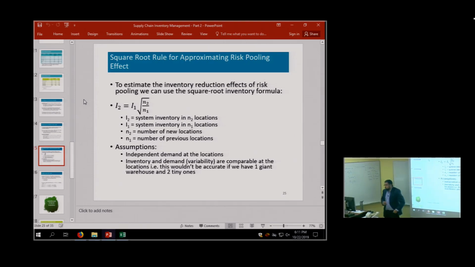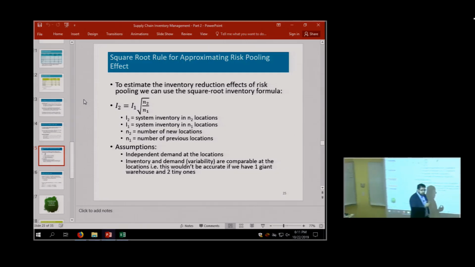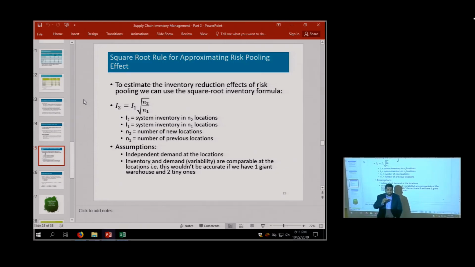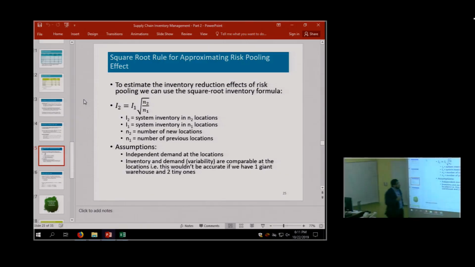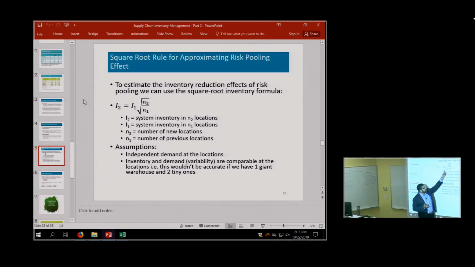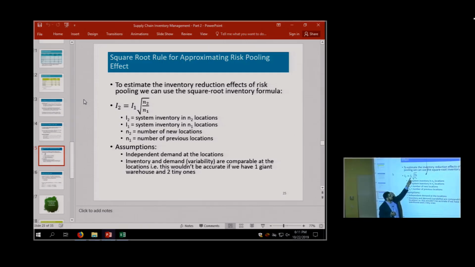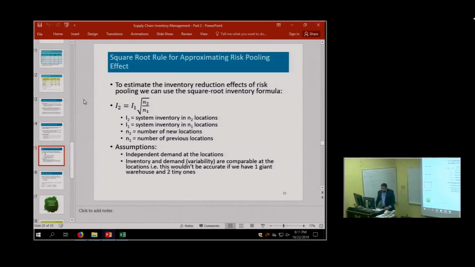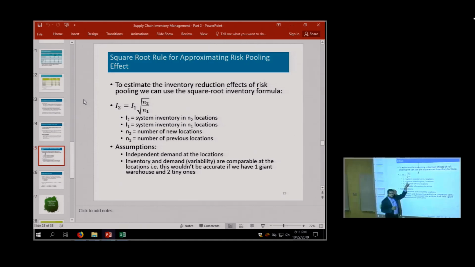Okay? So this square root rule is a quick and easy way to check how much your inventory will reduce if you go from any number of warehouses to any other number of warehouses in your system. Okay? So let's look at this formula. I1 is the total system inventory when you have N1 locations. Okay? I1 for N1. So let's say that's your starting point.